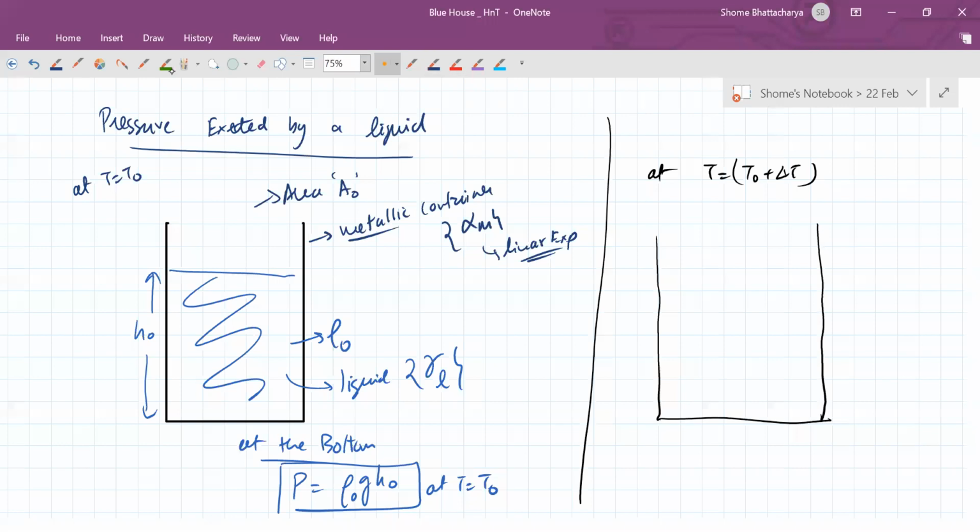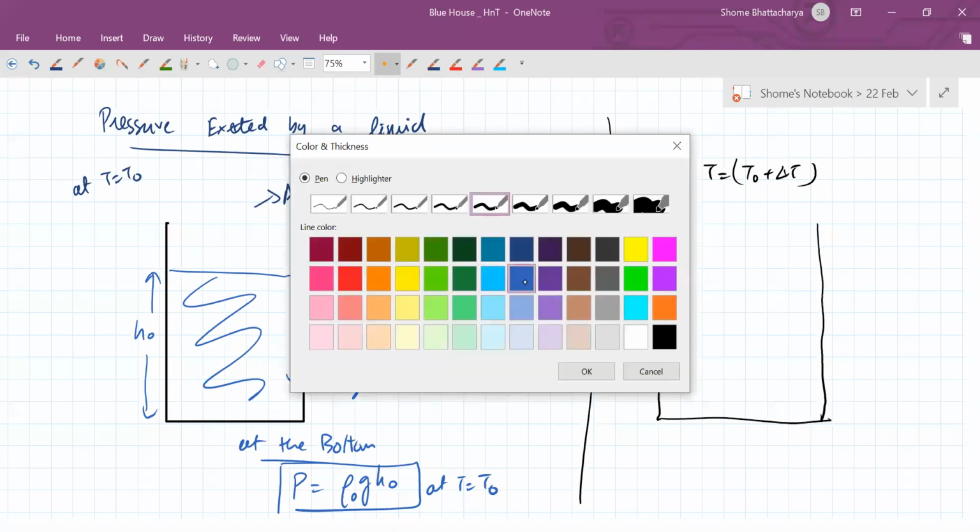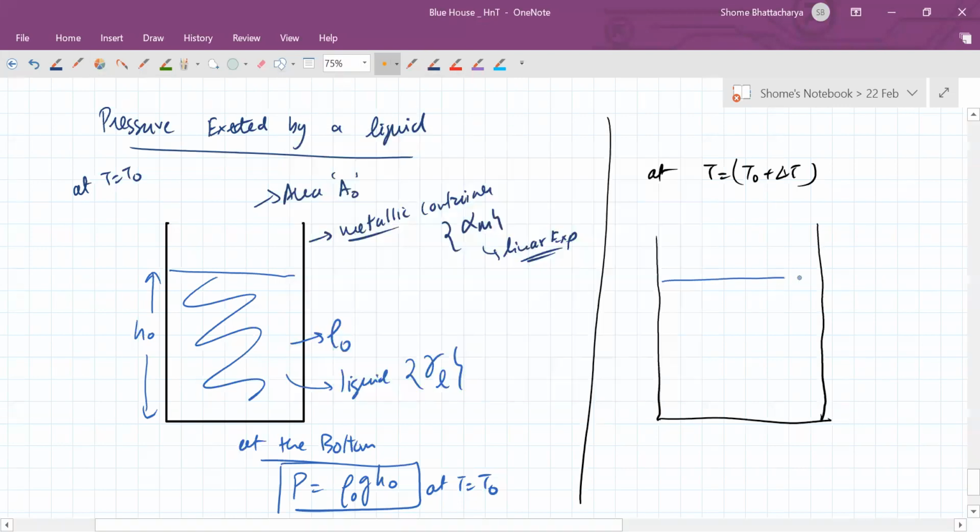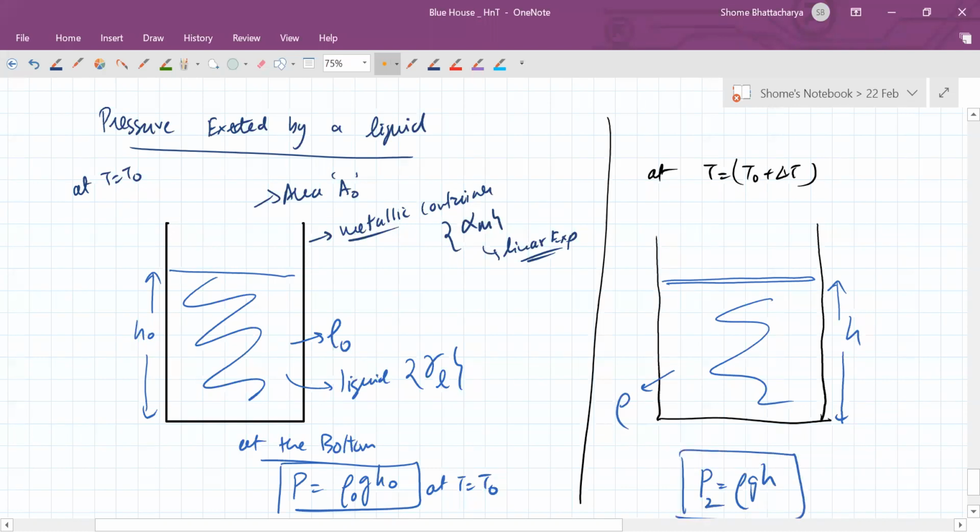there will be some new height of liquid, there will be some new density of liquid, and accordingly there will be new pressure. So this height also would have changed because the container is expanded. The density of the liquid would have changed. So the pressure would have changed to rho G H. Let's say this is the pressure P2, this was the pressure P1. So we have to find the relation between P2 and P1.